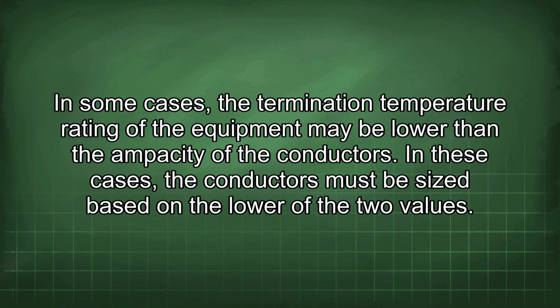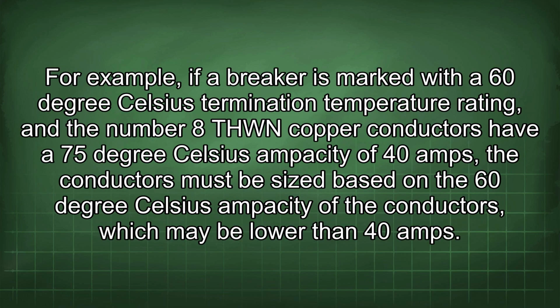In some cases, the termination temperature rating of the equipment may be lower than the ampacity of the conductors. In these cases, the conductors must be sized based on the lower of the two values. For example, if a breaker is marked with a 60°C termination temperature rating and the number 8 THWN copper conductors have a 75°C ampacity of 40 amps, the conductors must be sized based on the 60°C ampacity of the conductors, which may be lower than 40 amps.